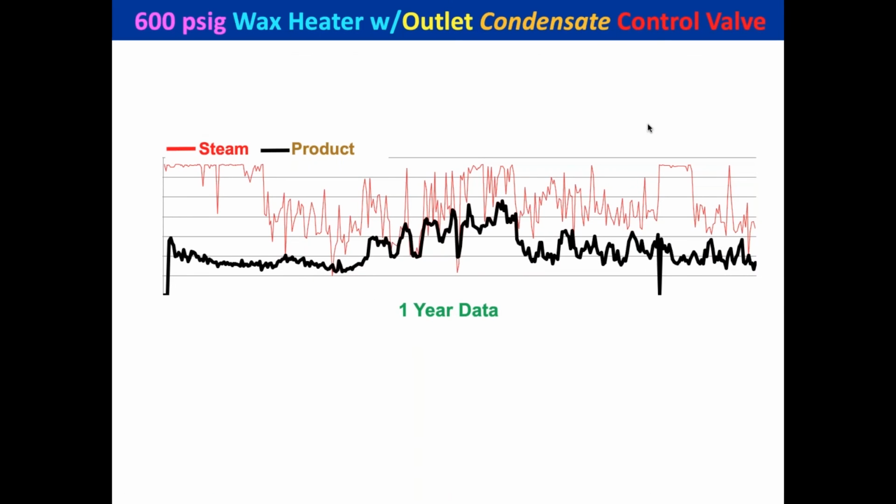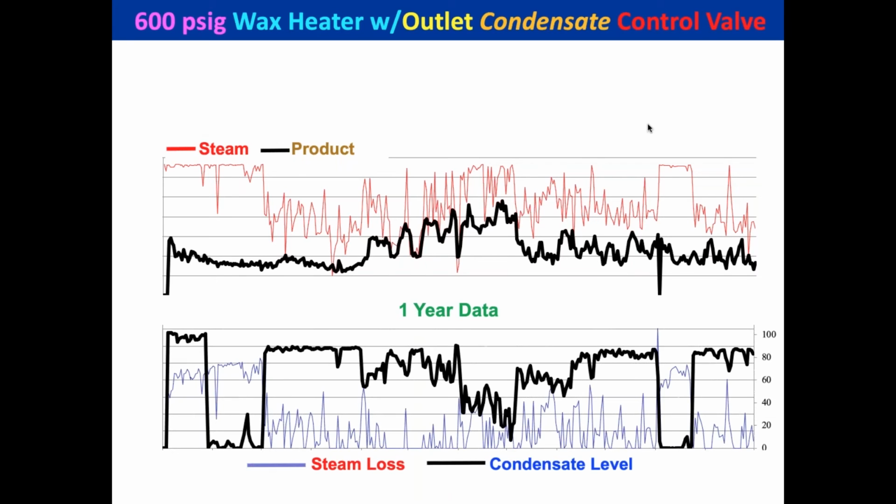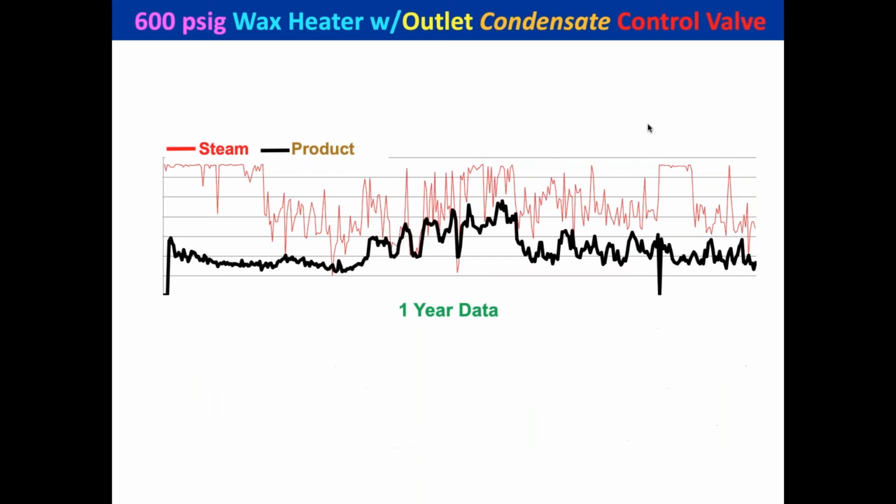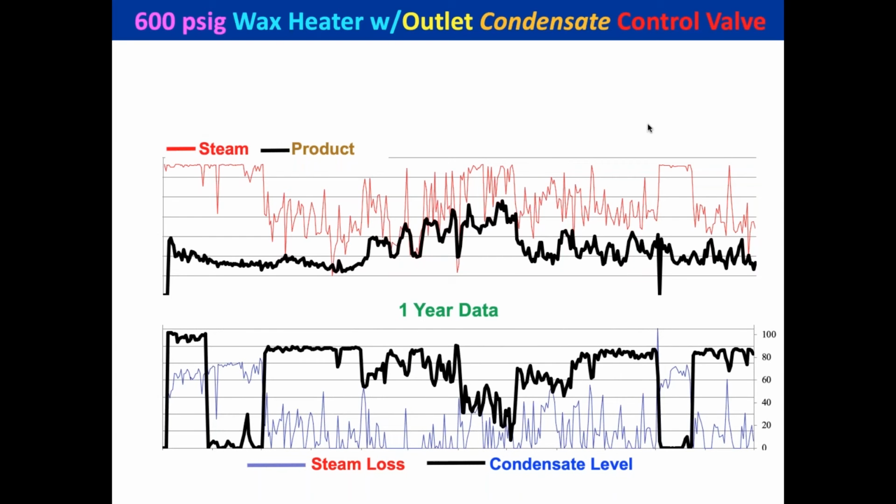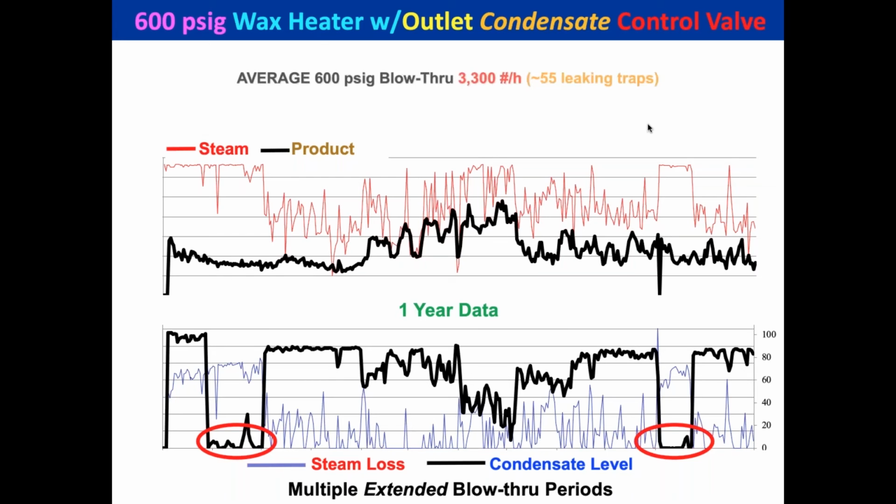All right, so here's a 600-pound wax heater. As the pressure goes up, it gets a little more interesting. If you're a process engineer, you're looking at this and you're looking at that black line and you say, I am charting the heck out of that product. That's 1 year of data, and I'm probably not paying that much attention to this bottom part of the graph, which is the condensate level with the black line. And we need to take a look at that black line, because that's where the condensate level hits 0, and if you add all that up, it's multiple extended blow-through periods.